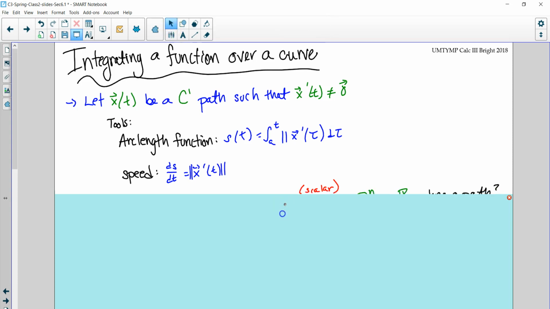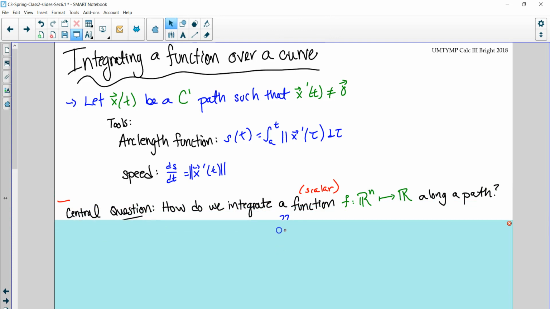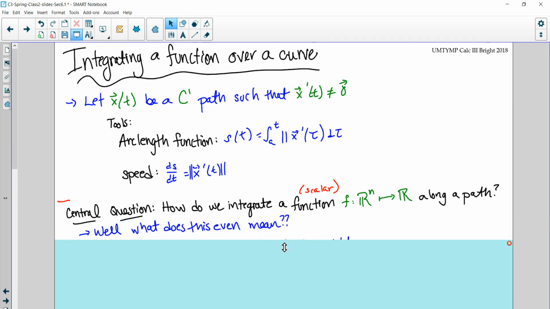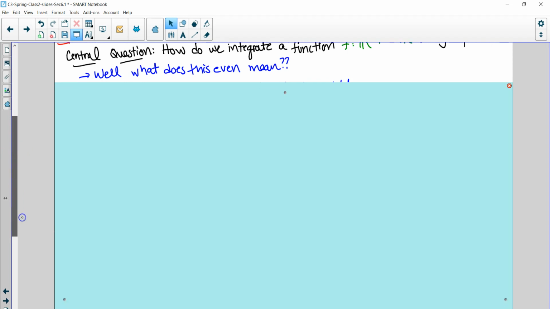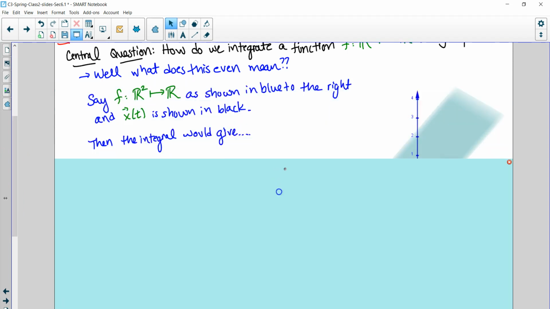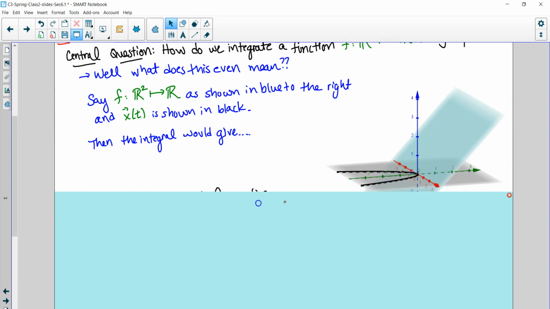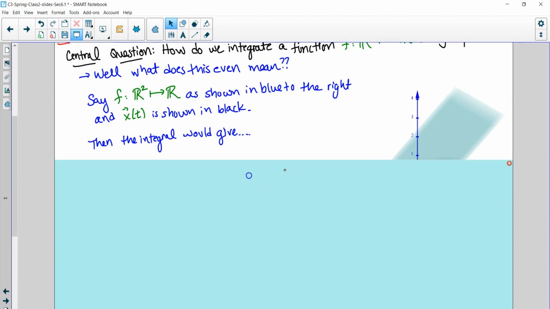The central question that we want to talk about in this video is, how do we integrate a function? Here I'm assuming it's a scalar function, so we have n inputs and a one-dimensional output. We want to talk about integrating that function along a certain path. My first follow-up question is, what does this even mean? Well, we might need to go back to Calc 1 and do a little bit of thinking here. And just as an FYI, I do have the next image also in GeoGebra, that you can look at.